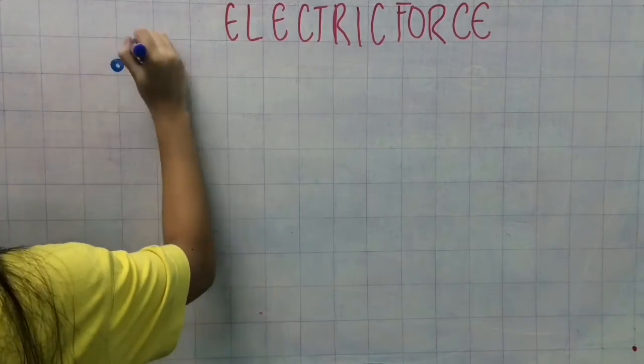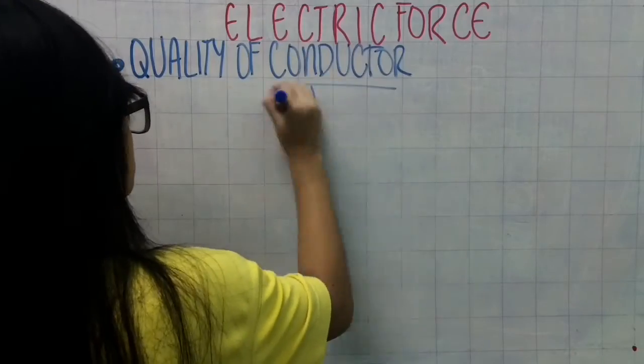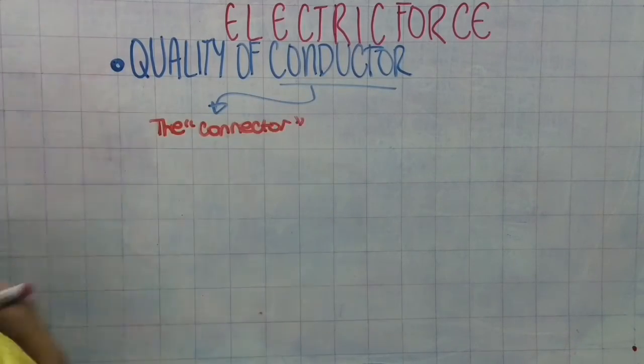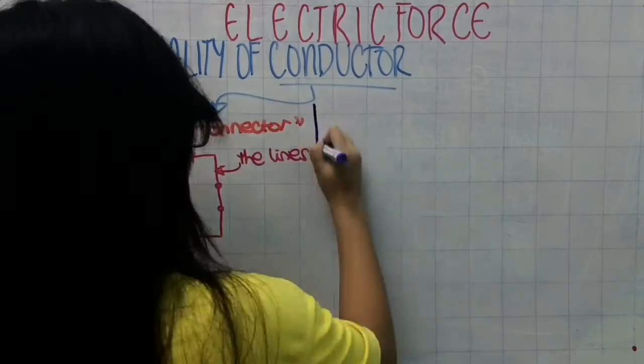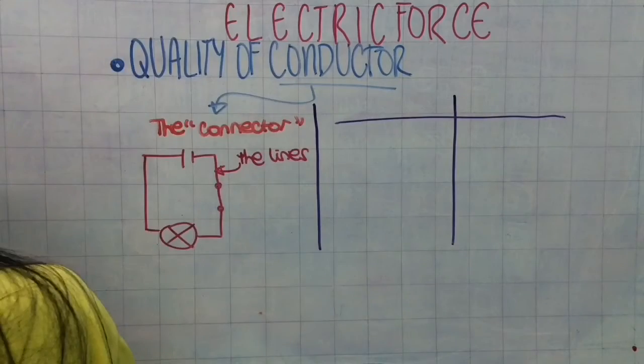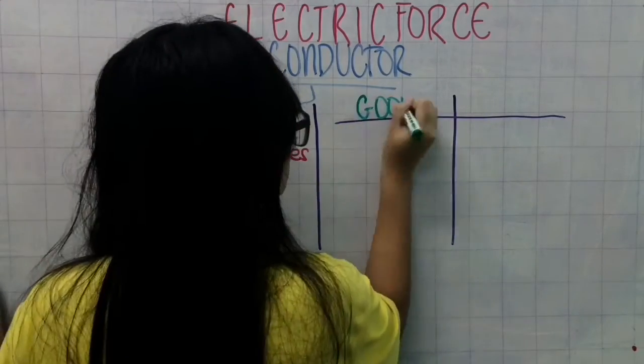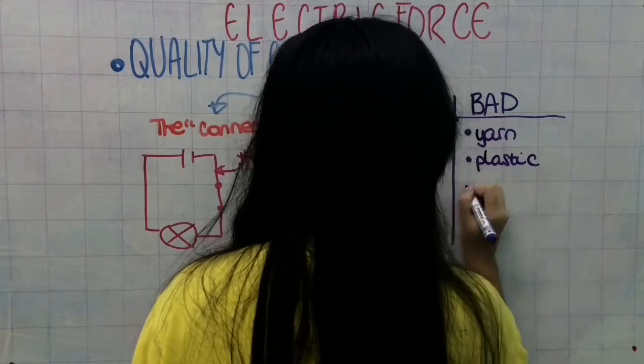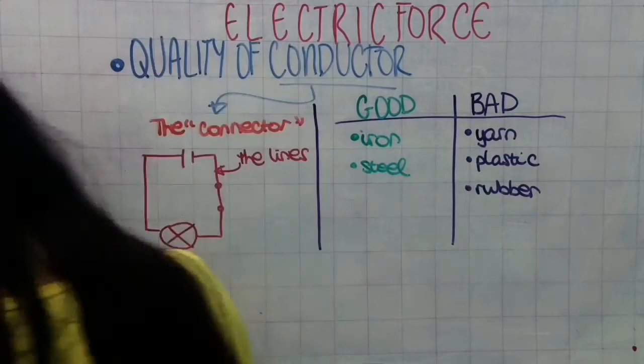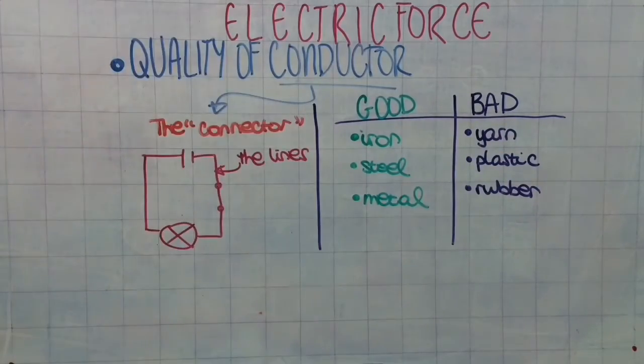The third reason is the quality of conductors. The conductors are usually the connectors in a circuit. Take this map circuit for example. The lines are the conductors. Good conductors contain iron, steel, and metal, and bad ones are plastic, rubber, and yarn.